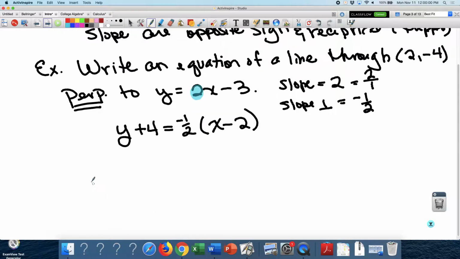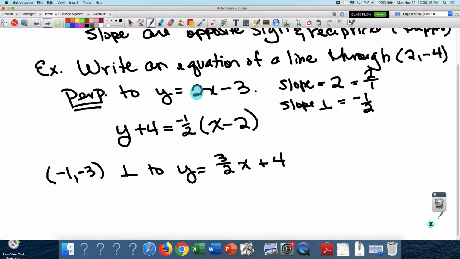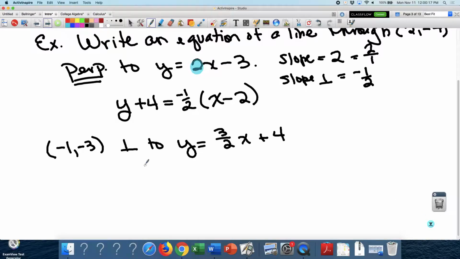So what happens, I'm going to give you the one, we're going to do the same thing. Perpendicular to y equals 3/2 x plus 4. We're going to write an equation that's perpendicular. That's a perpendicular symbol right here. Okay, so write that down. Y plus 3, leave your space for your slope, x plus 1.